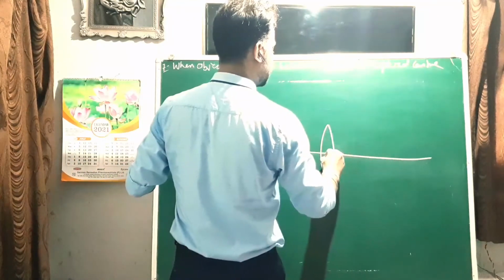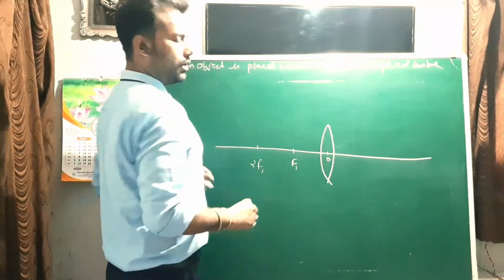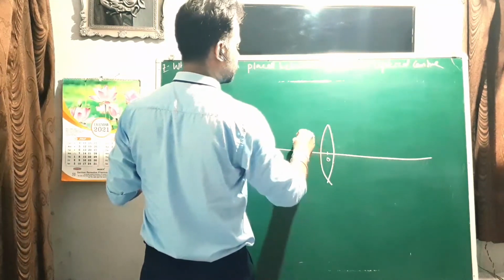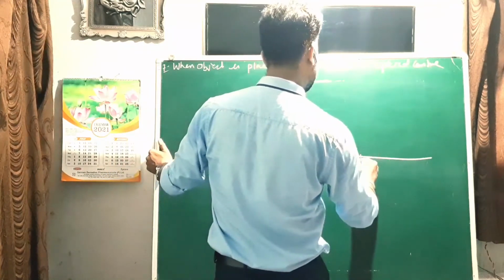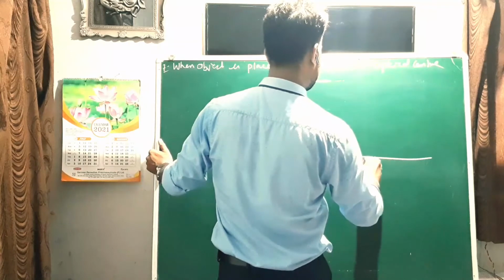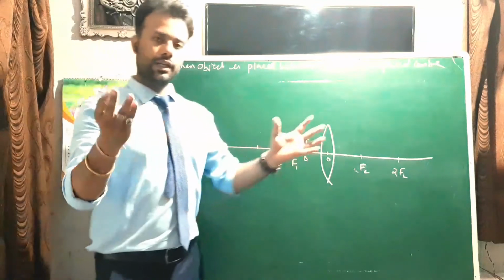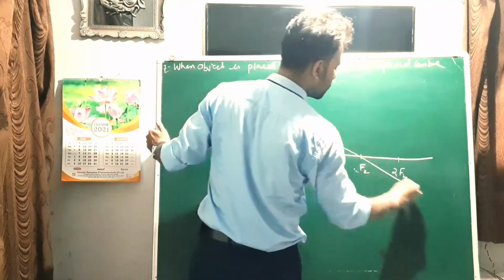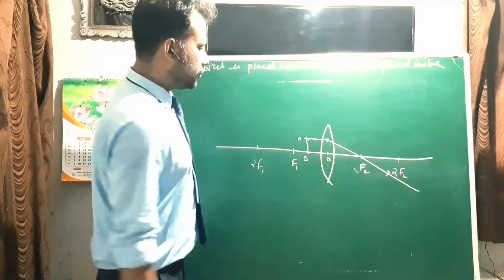This is our convex lens, optical center O, focus F1, 2F1. Now the object is somewhere here between the optical center and the focus. This is AB, right? So here it is F2 and 2F2. Again we will use the same rays. First, which is parallel, will pass through the focus, right? Second, I'm using the one through the optical center.